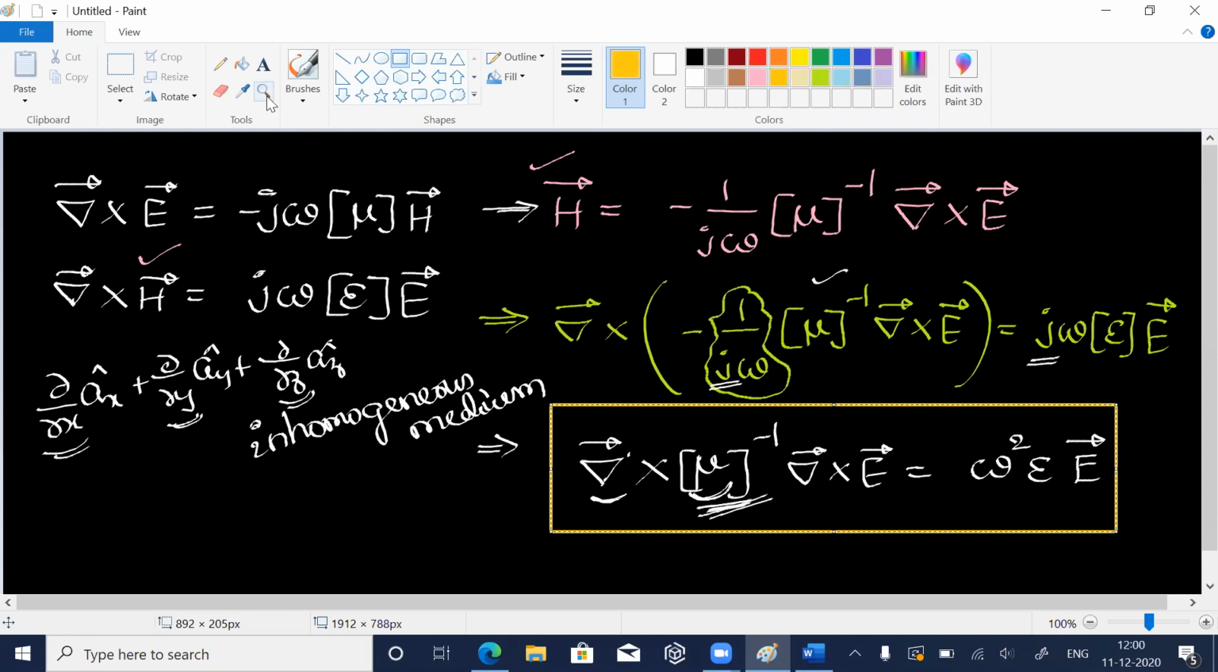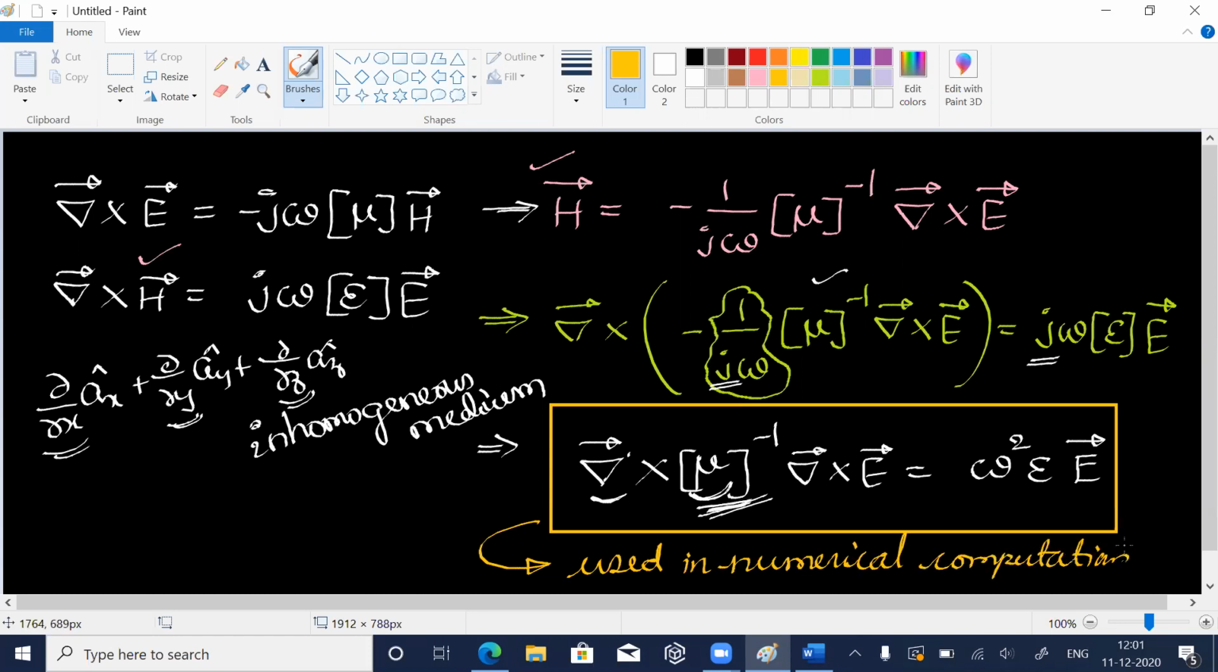this equation is good. This is used in numerical computations. This must be there. That means this equation is good when you try to evaluate things.